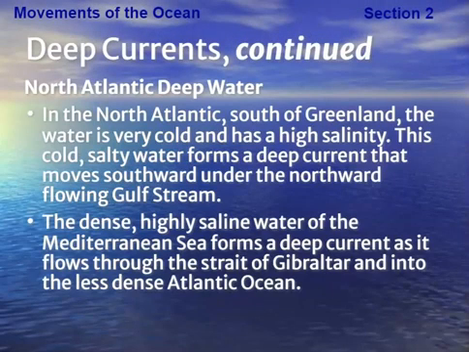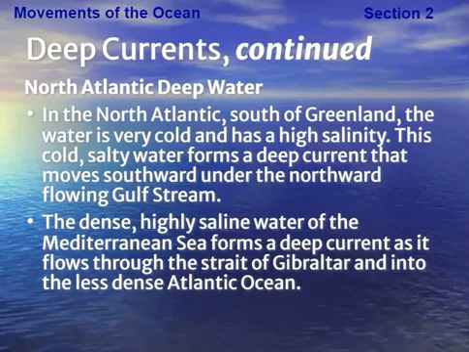We also have a North Atlantic deep water current. So in the North Atlantic, south of Greenland, the water is very cold. It has high salinity as well. And this cold, salty water forms a deep current that moves underneath the Gulf Stream.